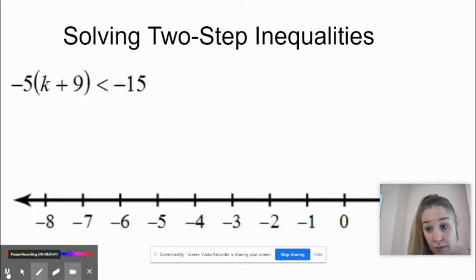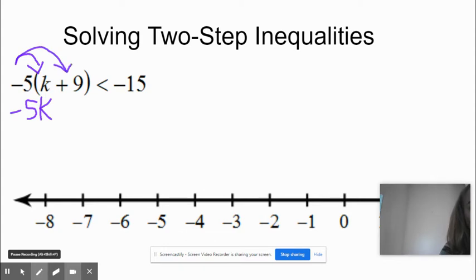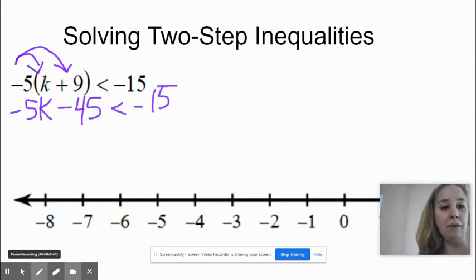All right, so plenty of ways to handle this. I'm going to go with what happens to usually be students' favorites and distribute that in. So we have negative 5k. Negative 5 times 9 is negative 45. Less than negative 15, right? Now we're going to add the 45 to both sides.